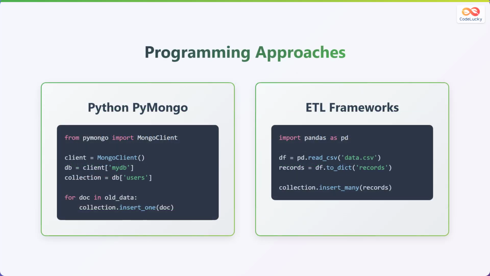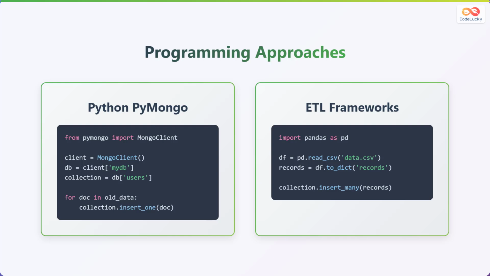Let's explore programming approaches for data migration. One approach is using Python with PyMongo. This involves using a Python script with the PyMongo library to connect to MongoDB, read data from a source, and insert it into a MongoDB collection. Here's an example. From pymongo import MongoClient. client = MongoClient(), database = client['my database'], collection = database['users'], for doc in old data collection: collection.insert_one(doc).